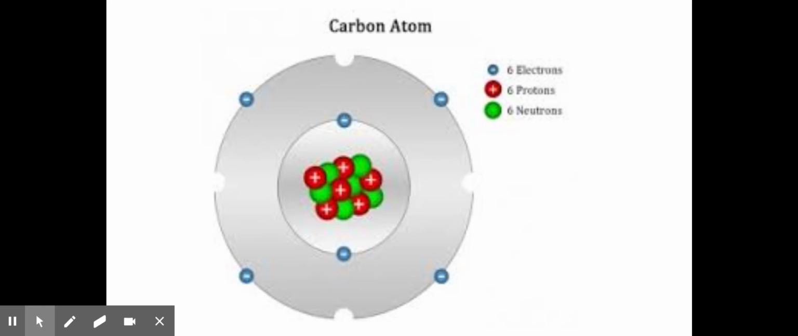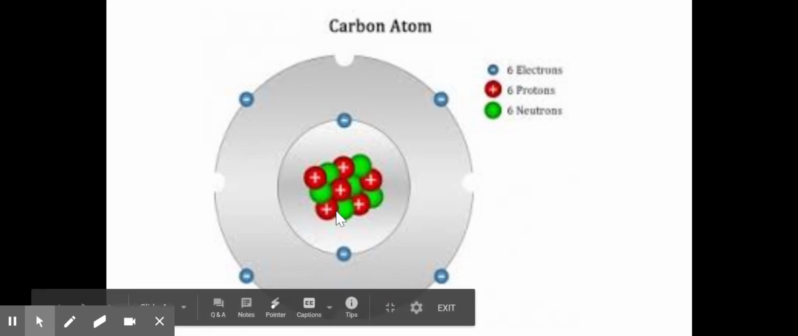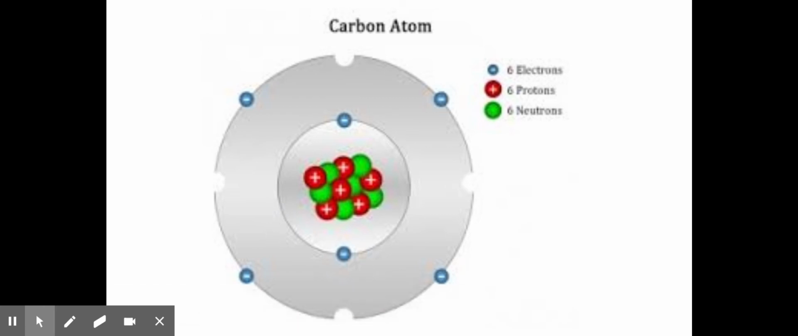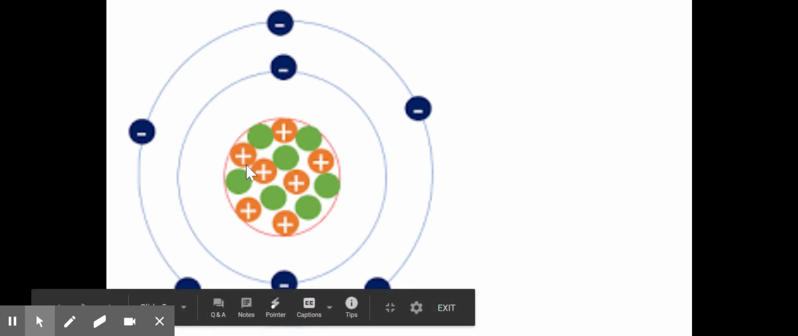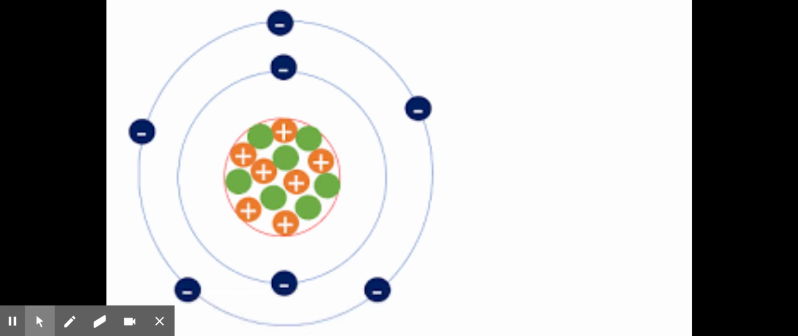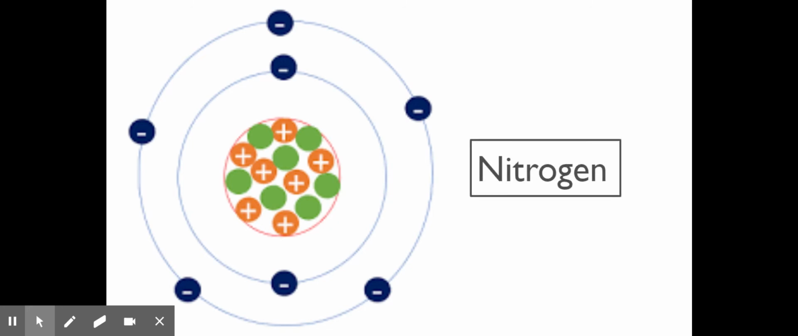Here's one example. For a carbon atom, if you count those positive ones, the red color ones, there's 1, 2, 3, 4, 5, 6. So a carbon atom always has 6 protons. Otherwise, it would not be carbon. For example, this one has 1, 2, 3, 4, 5, 6, 7. When it has one extra proton, it's not carbon anymore. It's a totally different element, which is nitrogen. So nitrogen and carbon are totally different, even though there's only one proton difference.